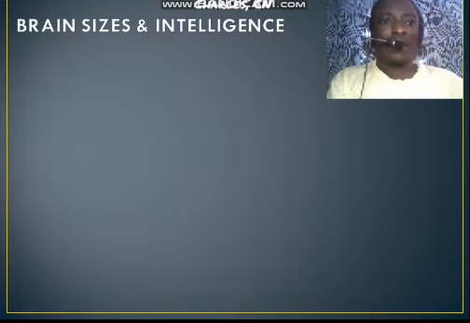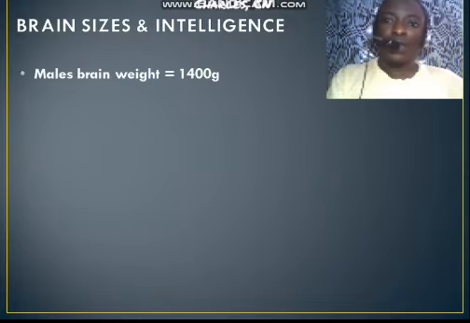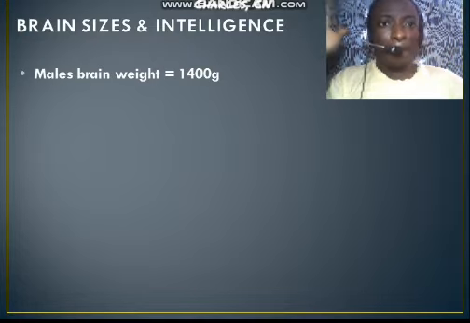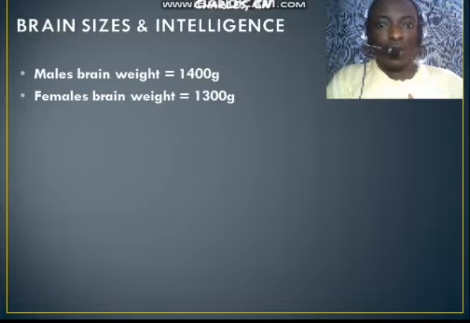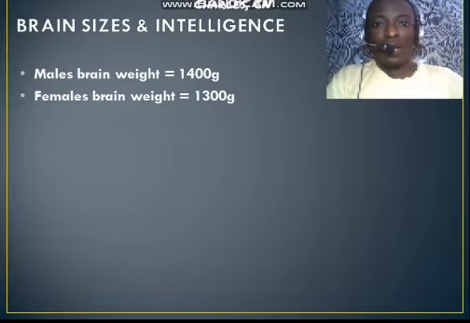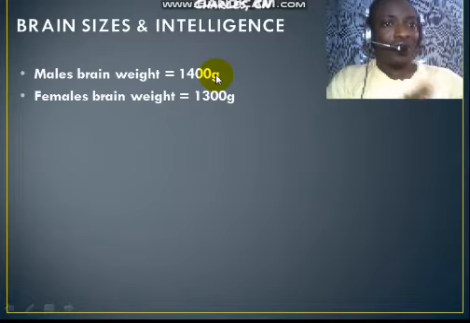Brain sizes and intelligence. Here we want to look at the correlation between intelligence and brain sizes. Now, a normal human male has a brain weight of about 1,400 grams. In females, the brain weight is about 1,300 grams. It means that males have higher brain weights than females.